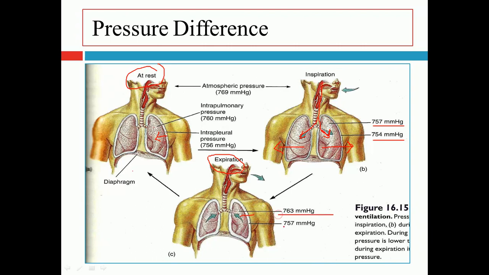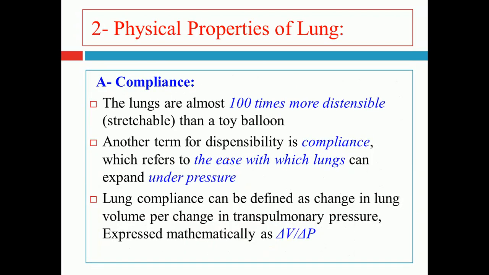This becomes 760, this becomes 757, again minus 5 or simply minus 3 millimeter of mercury. So this actually causes the lungs to try to collapse. It doesn't actually collapse, but it squeezes the air out.